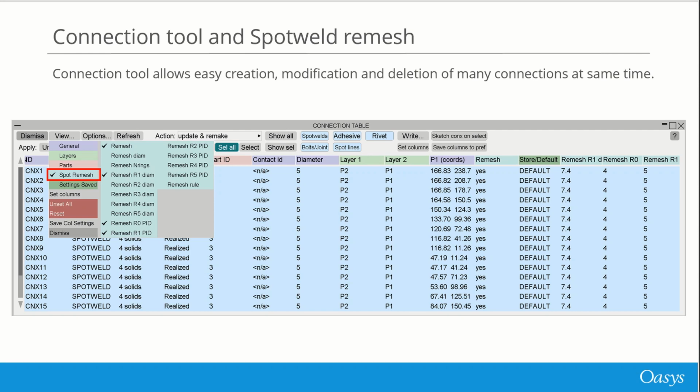First, let's take a quick look at the benefits of the connection tool in Primer. The connection tool allows users to easily create, modify, and delete spotwelds, bolts, adhesives and other connections. Spotweld remesh is an option available in the connection table. It can be accessed from the view button, as can be seen in this image. Spotweld remeshing is used to remesh the panels that are welded so that the spotweld is directly meshed into them.